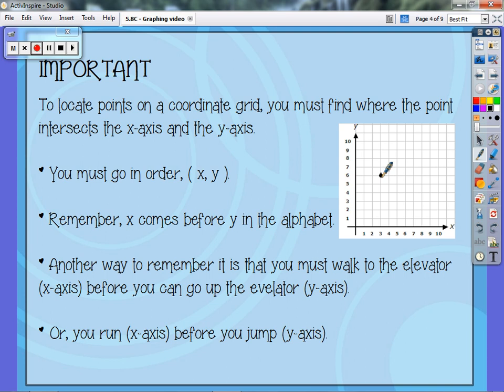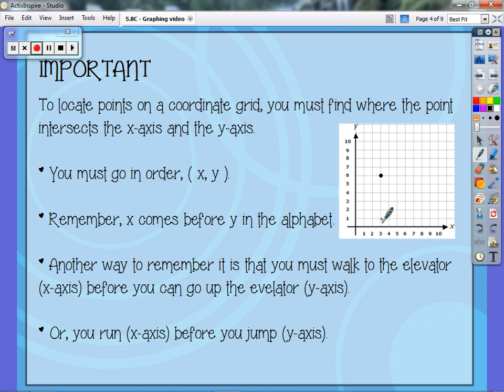Here are some little strategies to use with students who are having difficulty memorizing which way they go first. The biggest misconception that students have is that when they're graphing, they tend to go up first and then to the side. We need to make sure they're going along the x-axis first and then going up the y-axis. So here are some things to help you with that.